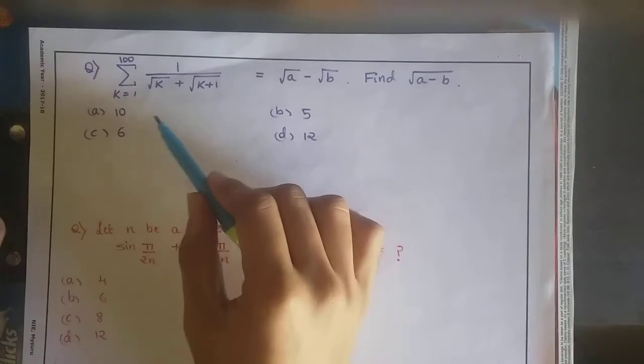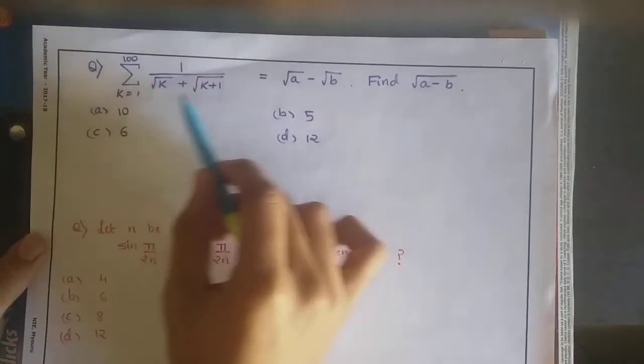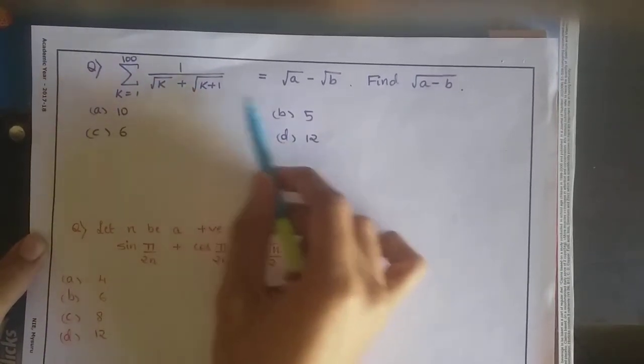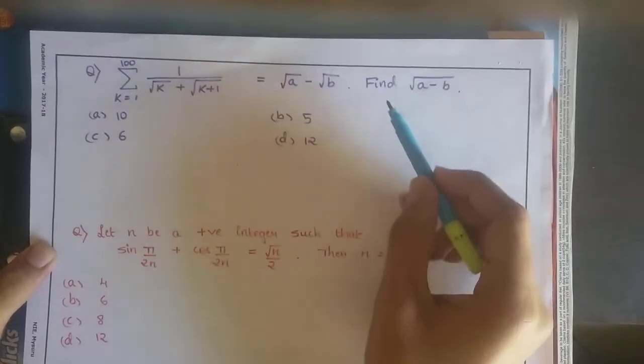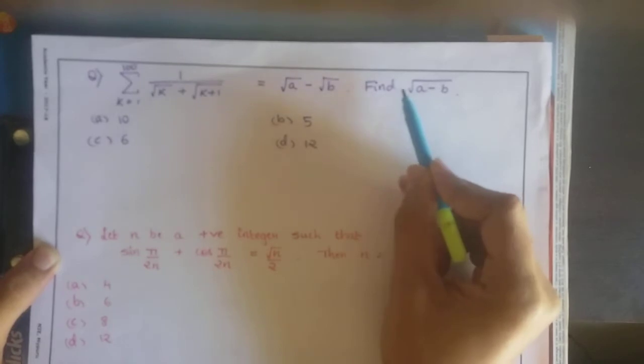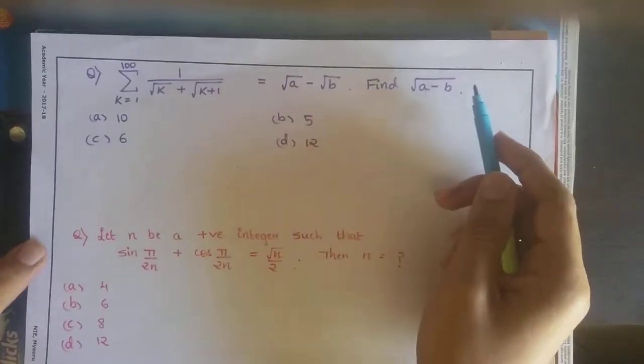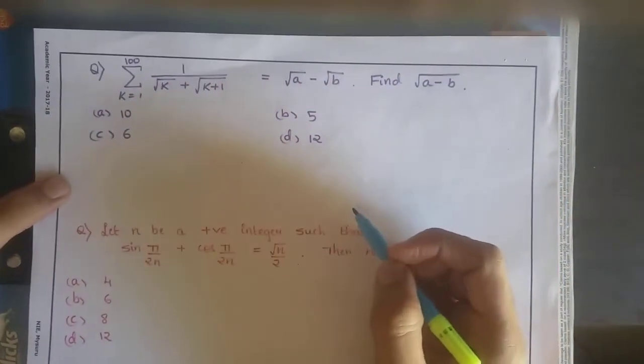The first question says that the sum of 1 by root k plus 1 equals root a minus root b. This is what is given, and they're asking us to find the square root of a minus b. So let's see how to do this.